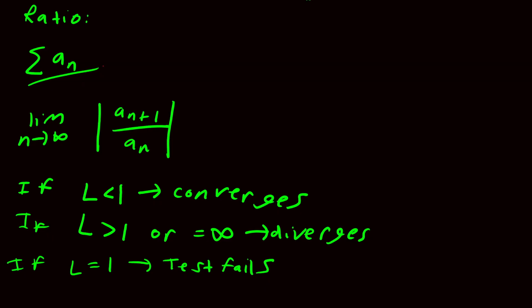Now, this might sound a little weird. The test fails, yeah. So what this means is you're going to have to use another test. You might have to use p-series or geometric series or telescoping, whatever, but you cannot use ratio. Ratio test fails. So let's go to our first example.